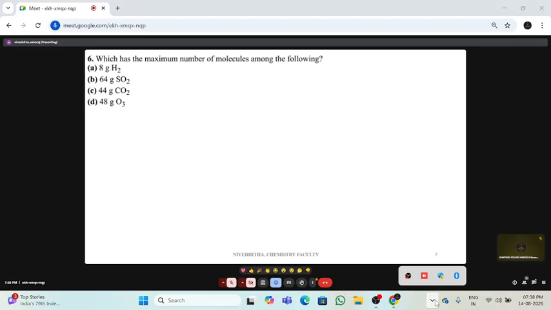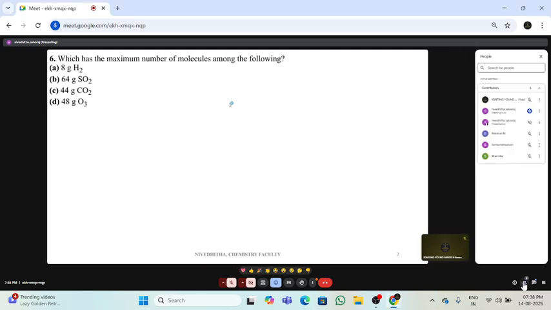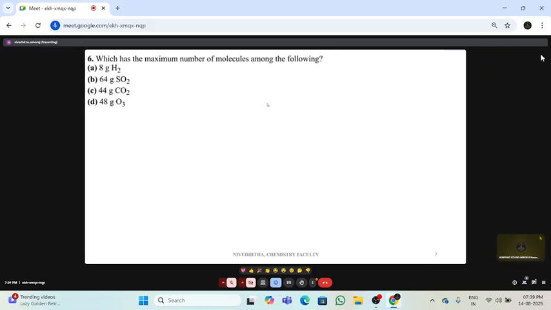See, this is a very simple question, and I think we have discussed this pattern of problem in our class. They're asking us to calculate the number of molecules in each option, and we have to find which has the maximum number of molecules. So the concept is basically from mole concept, right? Here the options are in grams. We have to convert weight into number of moles and number of moles to number of molecules, right? So what is the formula or what is the flow chart we have discussed already?